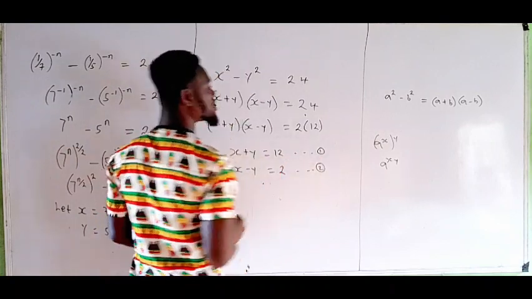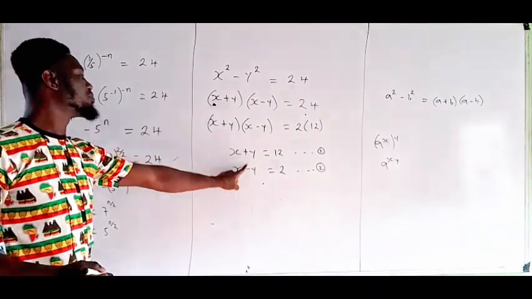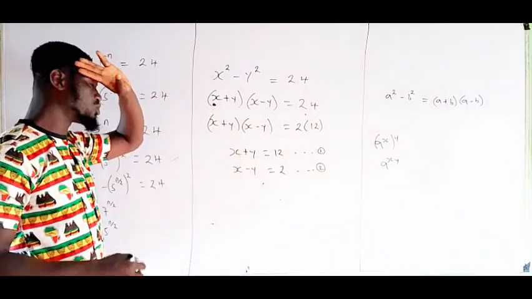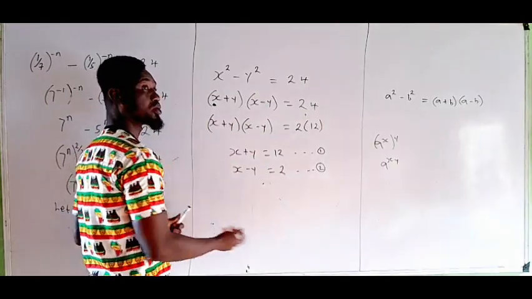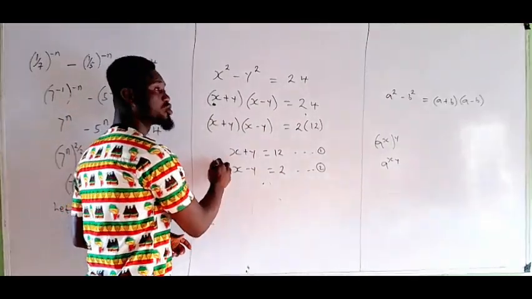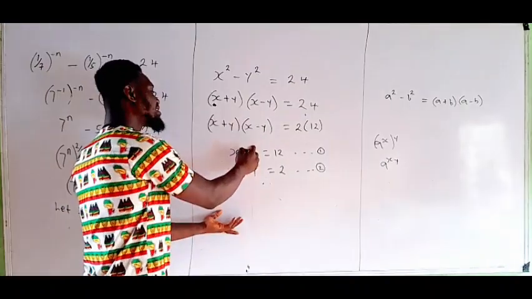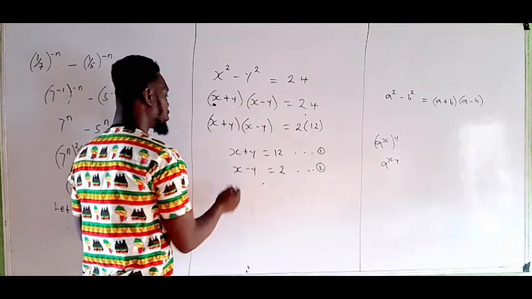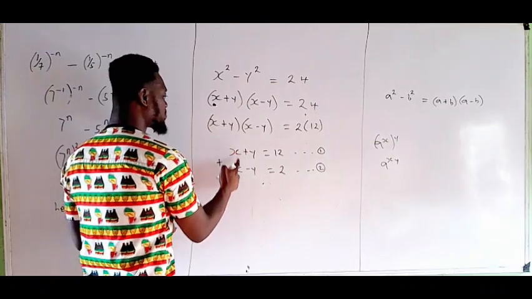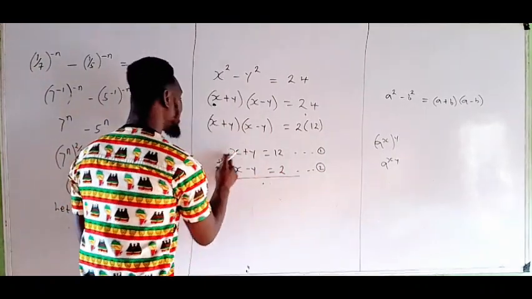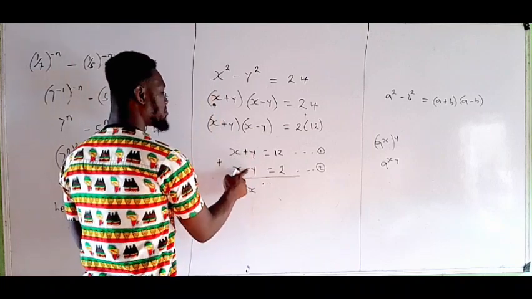We already have two equations here now, right? The sign in between them is different. Whenever you're solving simultaneous equations and the signs in between are different, you introduce plus. So if here is plus plus, you introduce minus. If here is minus minus, you introduce minus. But once it is plus and minus or minus and plus, you still introduce plus.